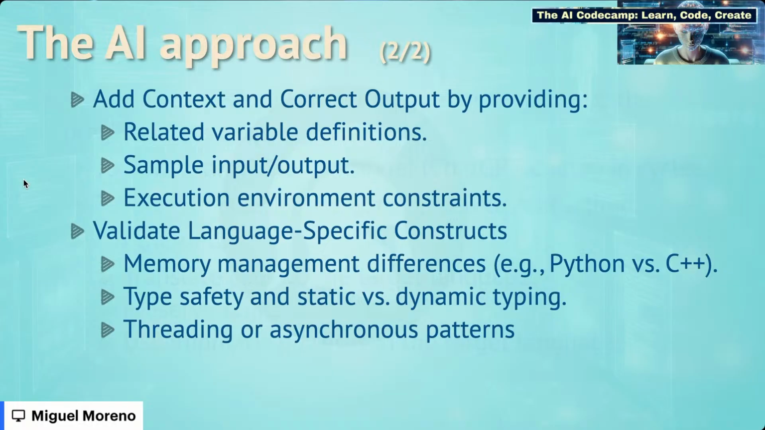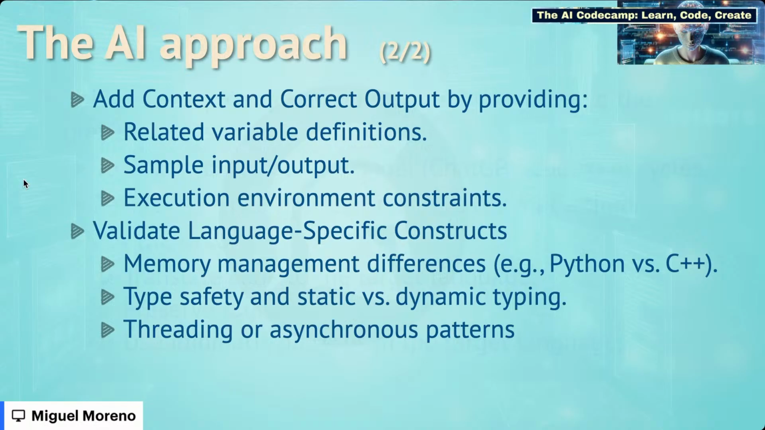Now, you also need to add some context and correct output by providing related variable definitions, some sample input and output, some execution environment constraints. So as you go through the process, you are the one that knows how the software was written, or at least we assume that you are familiar with the original logic of the program. So you're the one that needs to feed these additional constraints or parameters so that the AI engine can specifically focus on those nuances of the program.